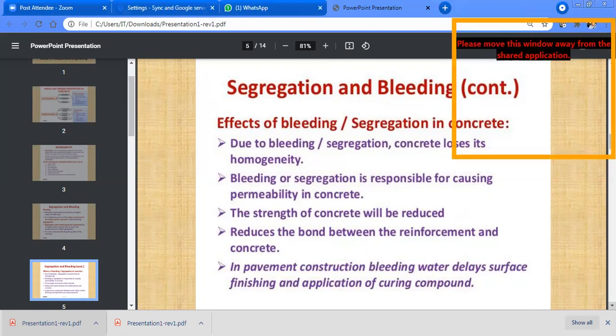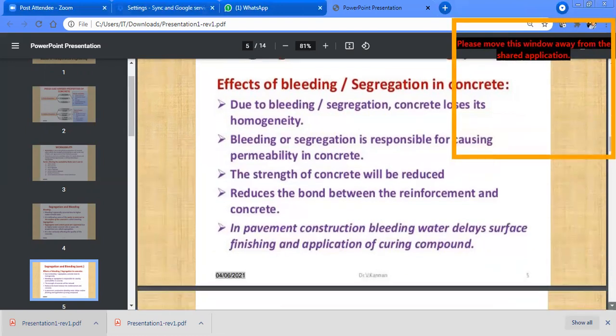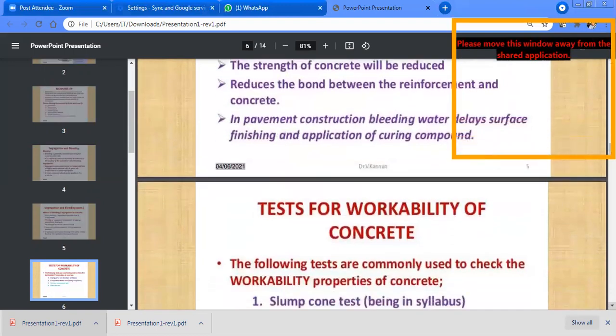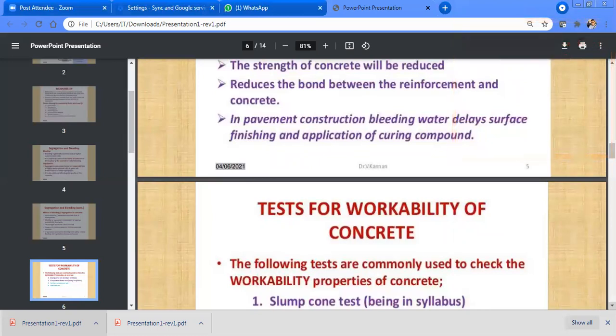So we need to take care during the casting of concrete. It also reduces the bonding between the reinforcement and concrete. This is the main point. Let's suppose there is more bleeding and more segregation, so the bonding which should be made for the concrete will not be achieved.